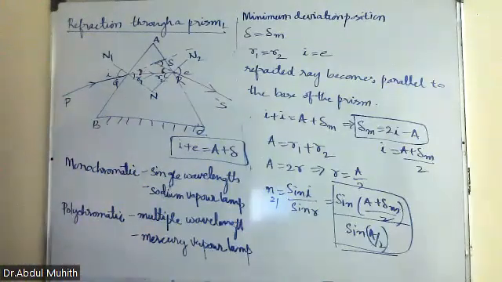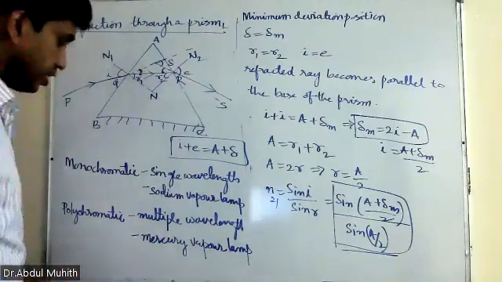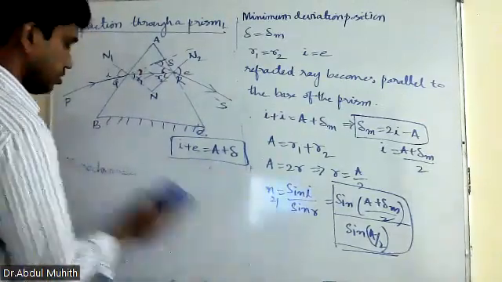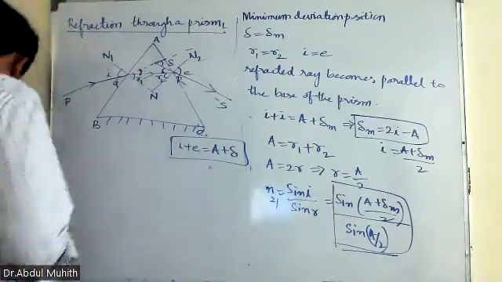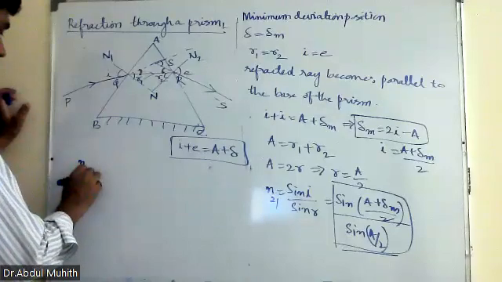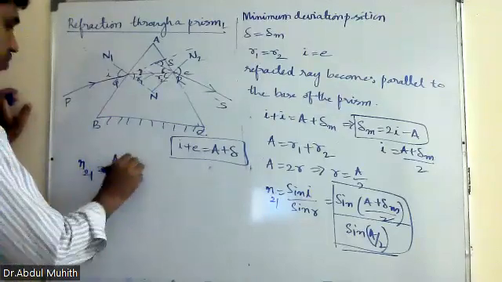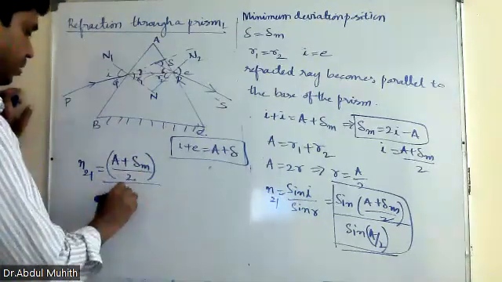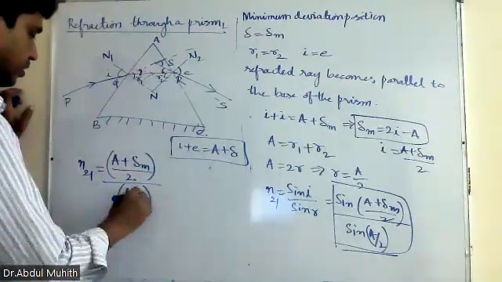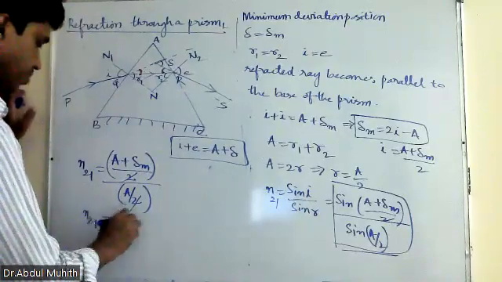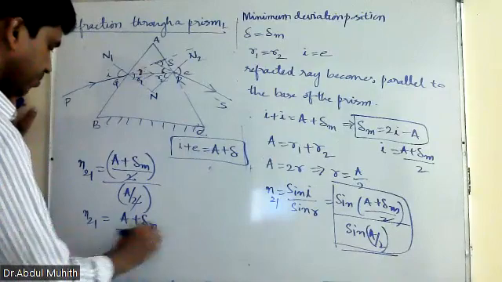Now, if the angle is very, very small, I'm erasing this, okay? If the angle is very small, what do we write here? So if the angle is very small, we write n21 is equal to what? We are removing the sine of (A plus delta M) divided by 2 divided by A by 2. So what will happen? These two and these two will go away. N21 is equal to what? A plus delta M divided by A.